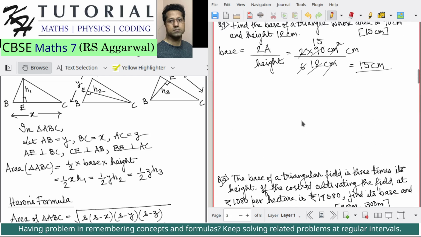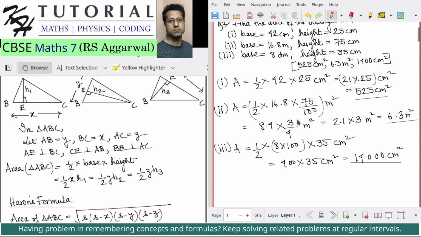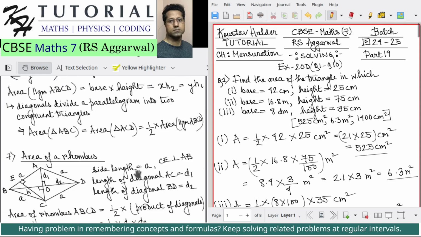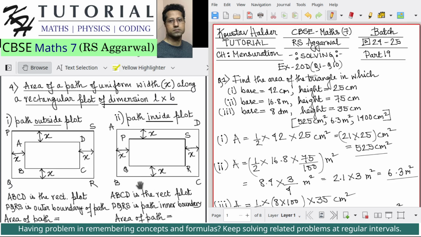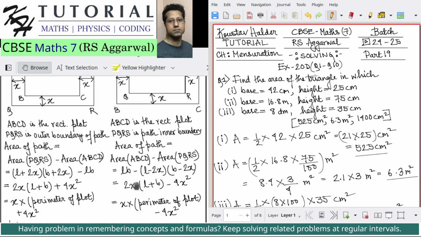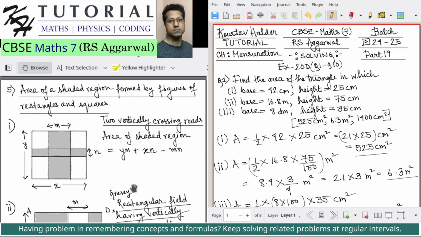I hope solving this problem will give you an insight of how to apply the concept of finding the area of a triangle and its related concepts to solve this kind of problem.